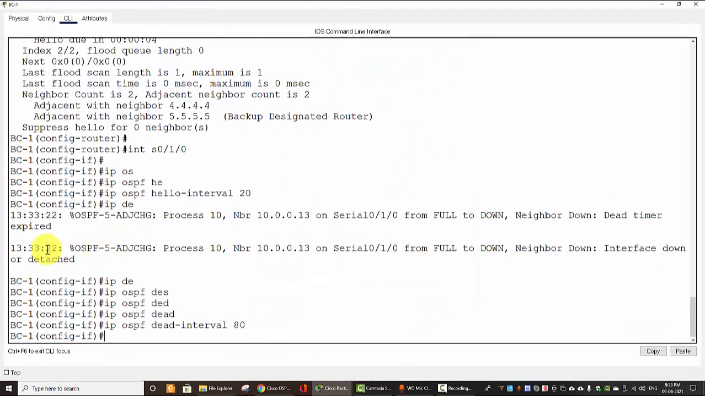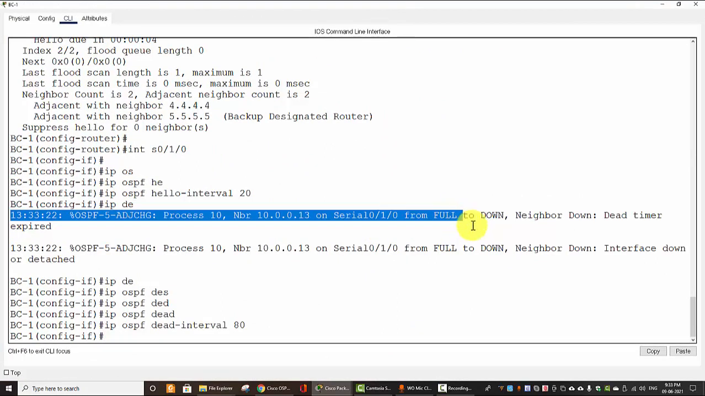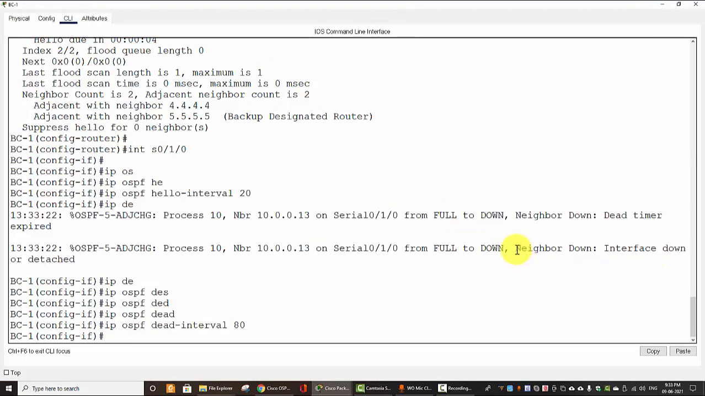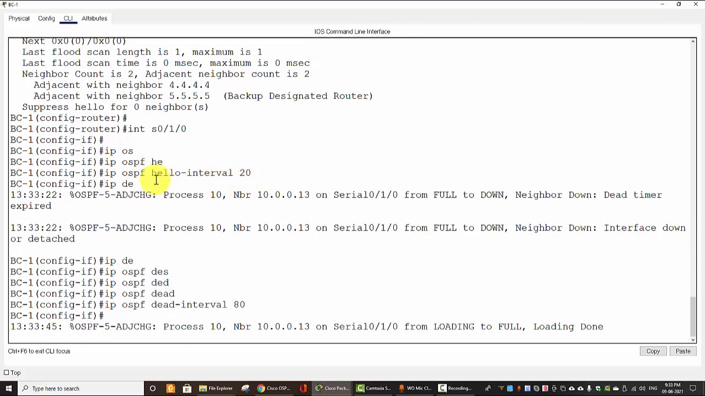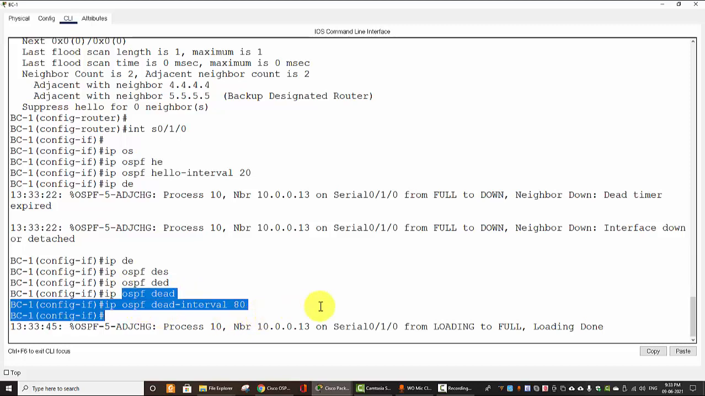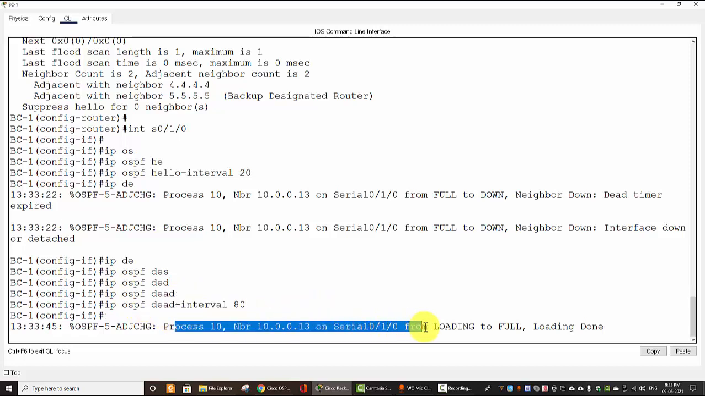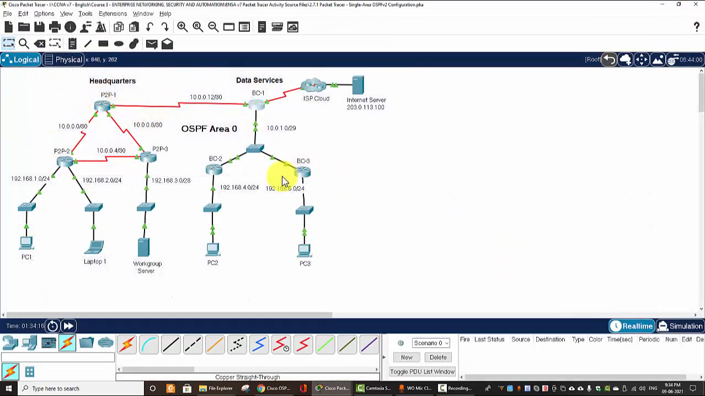We see we get the syslog message to notify us that the neighbor is down because the hello interval and the dead interval are not the same as each other. After configuring, we get the message to notify us that the loading is done. So that is all for this activity. Thanks for watching.